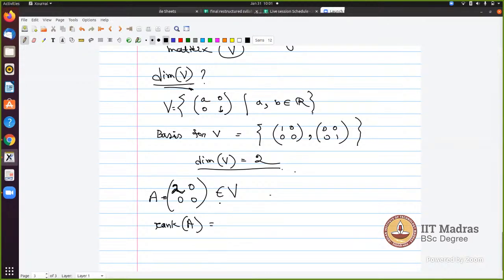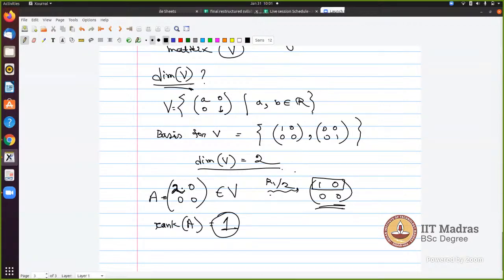Rank will be the number of non-zero rows, right? Currently it is not in row reduced echelon form because there is a 2. So what I have to do? R1 by 2, right? If I do R1 by 2, I will get this matrix. This is in row reduced echelon form, and the number of non-zero rows is 1. So rank of this matrix is 1.